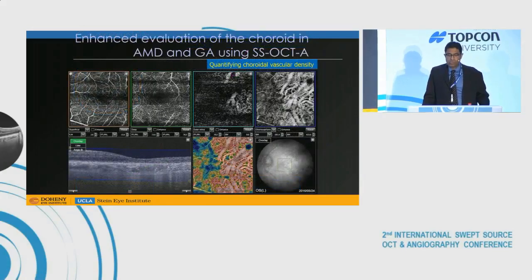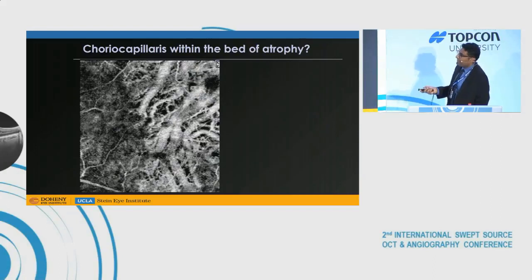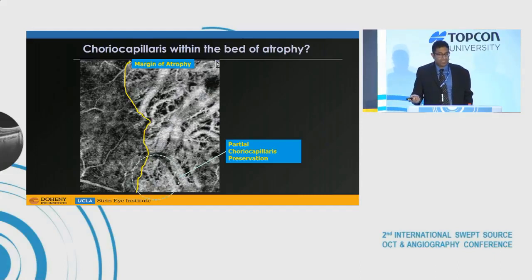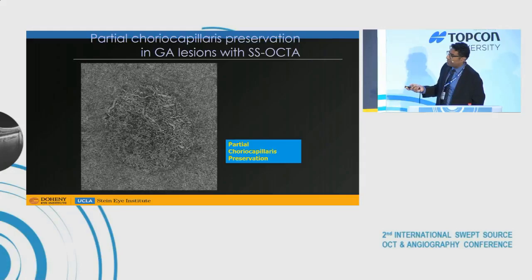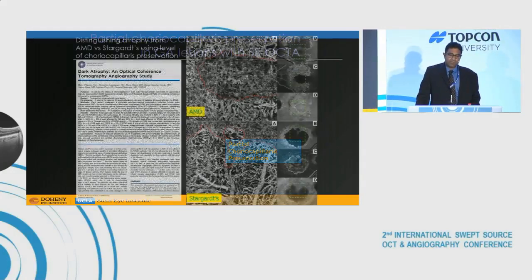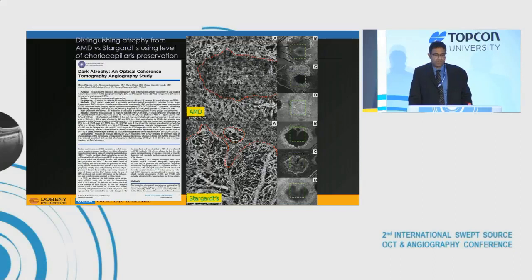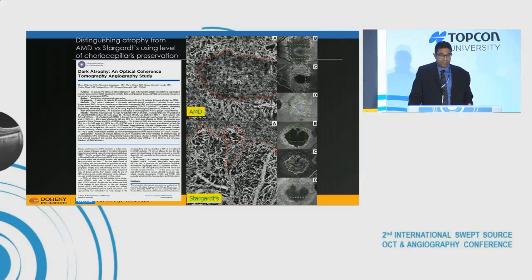But in addition, what we're observing in these areas of atrophy associated with GA is that even within the bed of atrophy, we can identify areas of partial preservation of the choriocapillaris. And they may be important. It's that case I showed earlier, but now you can see the OCT angiography image. Again, you can see some patchy areas of choriocapillaris preservation. And Giovanni Staurenghi has pointed out that perhaps this could be useful in distinguishing the origin of atrophy, as you often see areas of preservation in GA eyes associated with AMD, as opposed to, for example, atrophy in other disorders like Stargardt's.